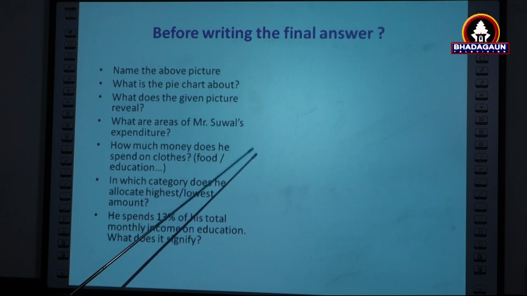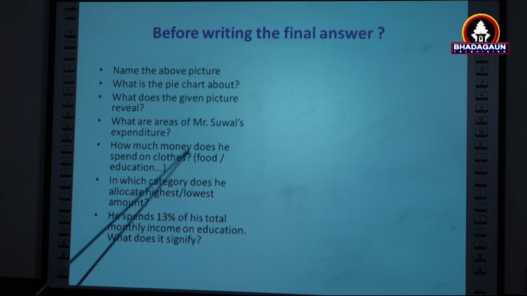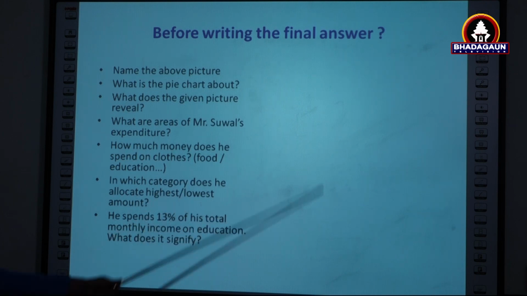Maybe 10%, 15% on the basis of the picture. Similarly, you can ask the next question: how much money does he spend on food, how much money does he spend on education and other areas. In which category does he allocate the highest or lowest amount, in which category does he spend the highest amount of money or the lowest amount of money? You have to answer this question also.